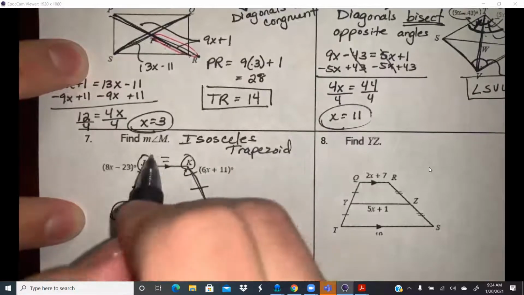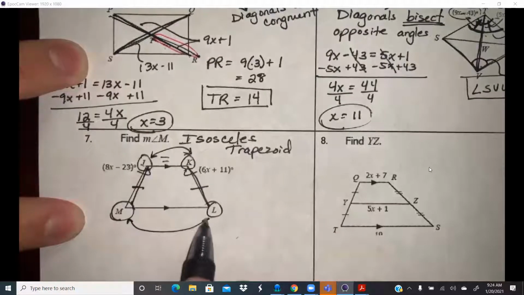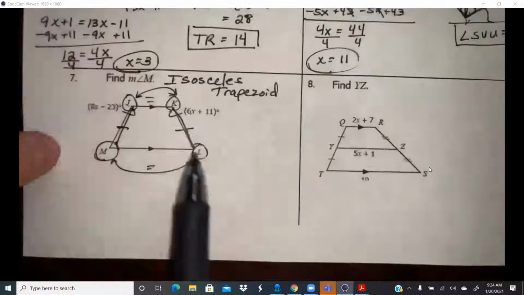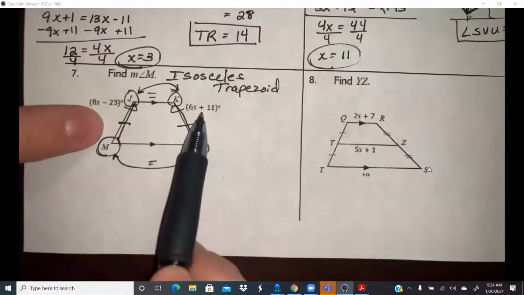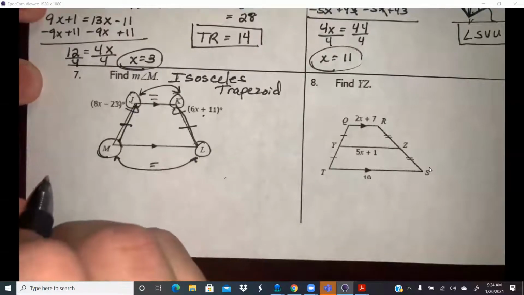And angle M is pretty much the same value as angle L. So if I know that these two angles are the same, let's do what we've been doing this whole time: set them equal to each other.